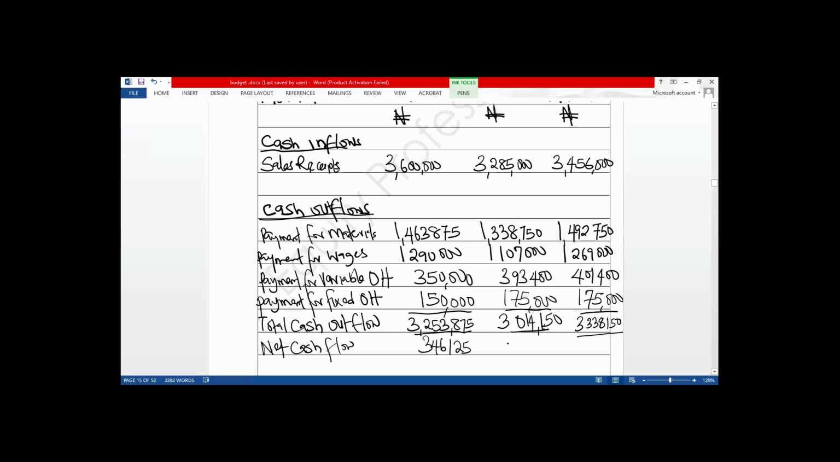270,850 naira. Yes, sir. Next, cash inflow minus outflow: 117,850.